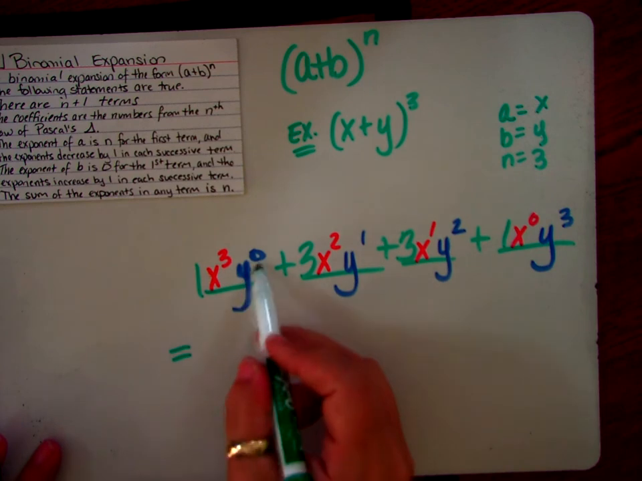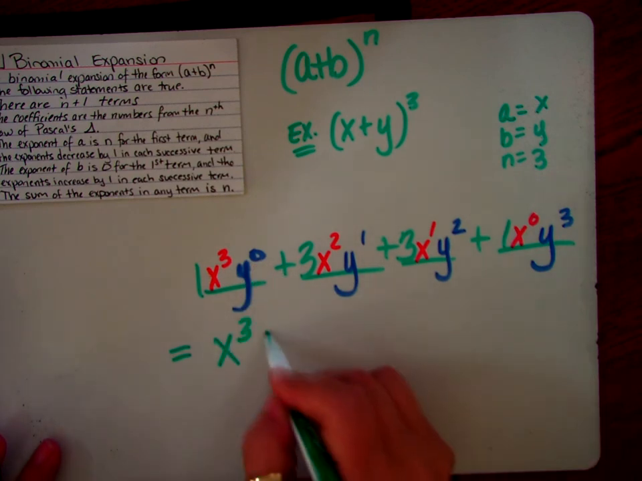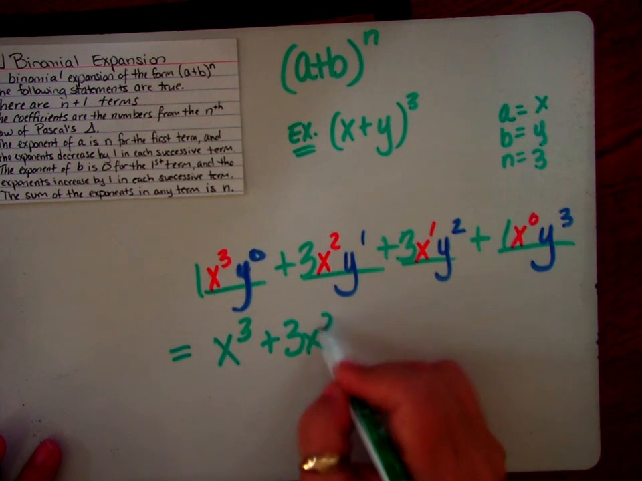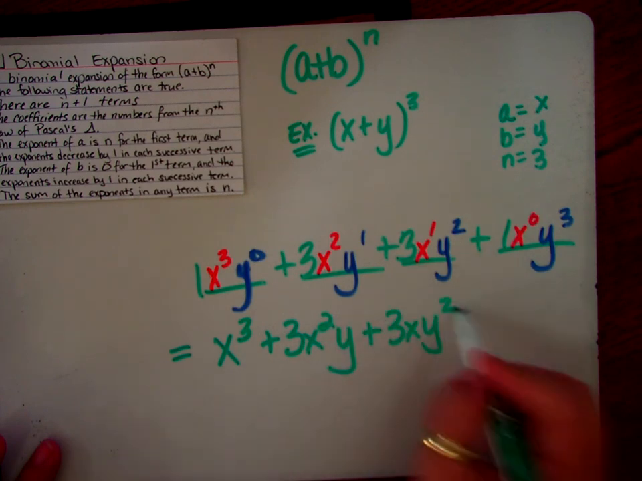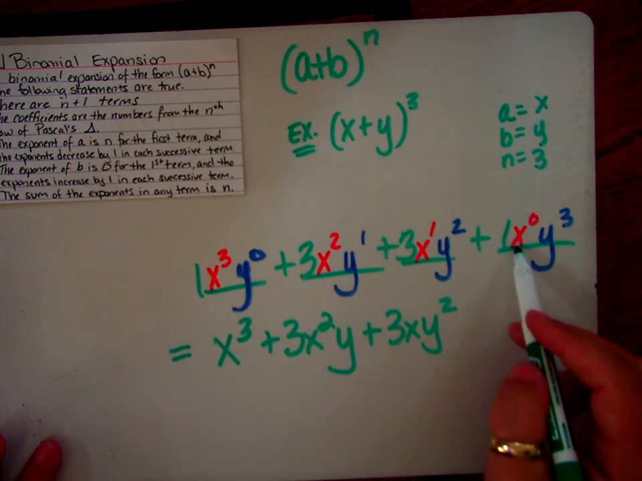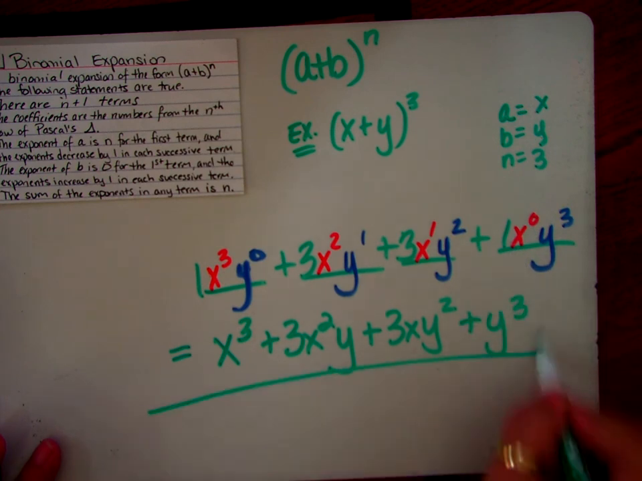Okay? Anything raised to the 0 power is 1. So my first term is x cubed. Here, my next term is 3x squared y. Here, I have 3xy squared. Here, x to the 0 is just 1. So I'm left with y cubed.